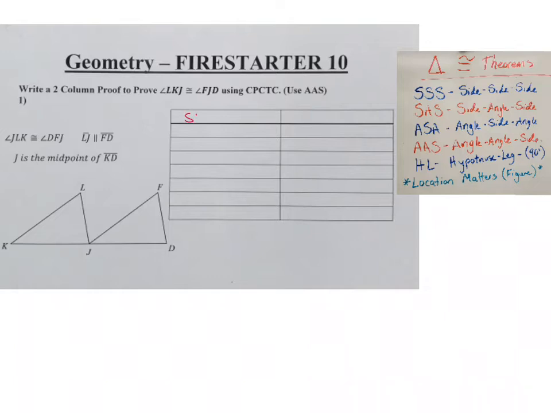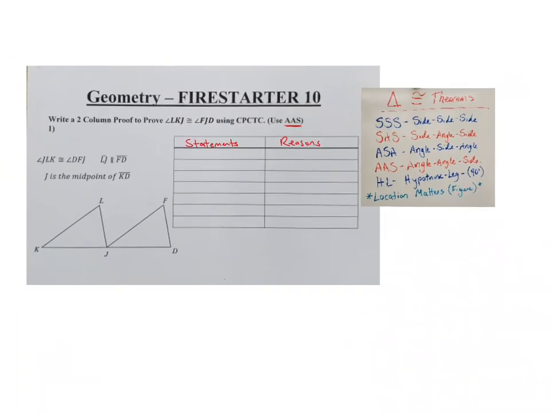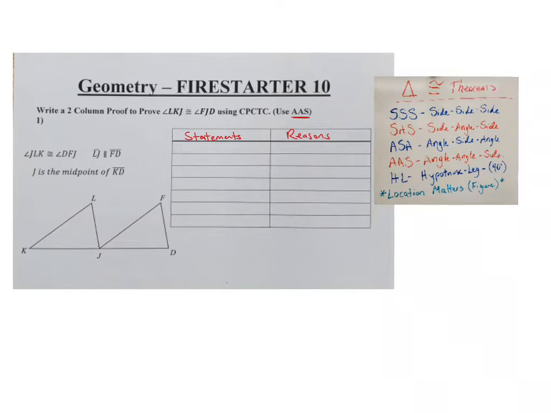So remember, we started with statements, reasons. We know we're using angle, side. We know that. Alright? So I have to start with my given. My given states angle. So I'm going to start with my first given. Angle JLK is congruent to angle DFJ. Given.